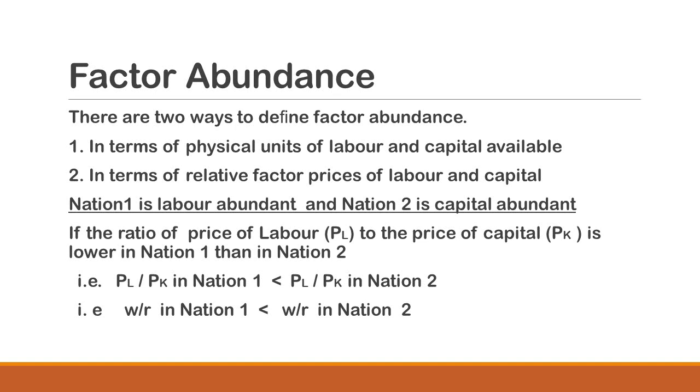We know that price of labor is W, wage, and price of capital is rate of interest. It is denoted by R. So W by R ratio shows the factor price ratio. W by R in nation 1 is less than W by R in nation 2. That is, factor price ratio expressed as W by R in nation 1 is less than W by R in nation 2. That means nation 1 is labor abundant and nation 2 is capital abundant.